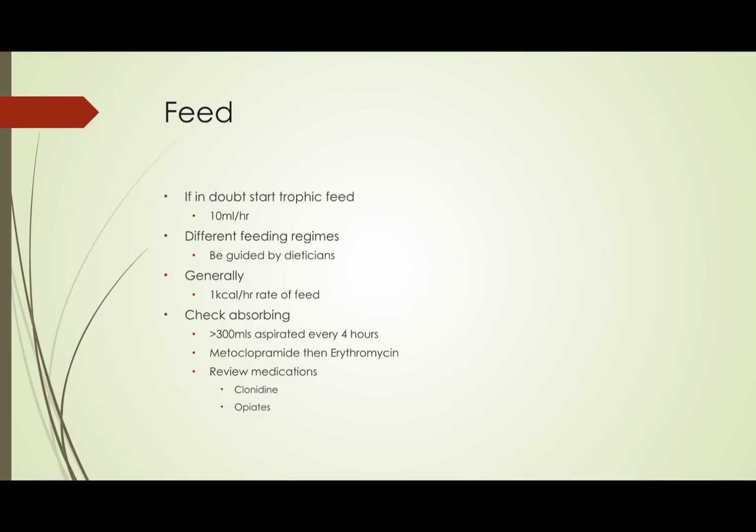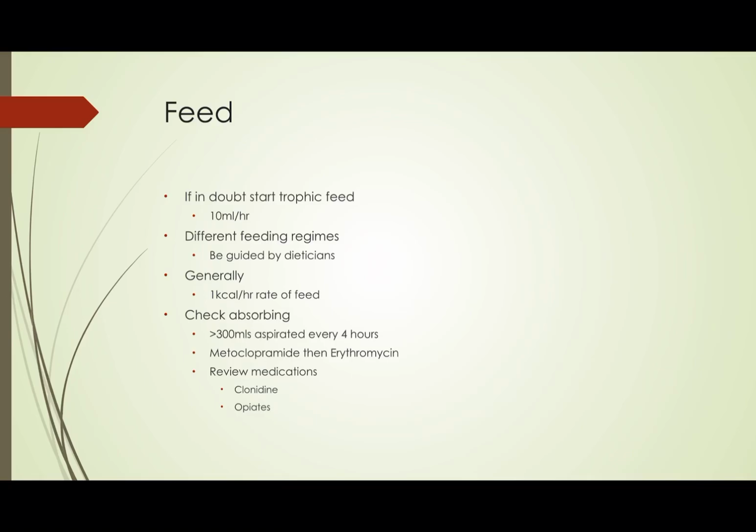We then increase up that feed up until a point that they are receiving the majority, if not all, of their caloric intake. There are different regimes for feeding depending upon the type of feed that you're using and how the unit itself gives feeds. Some people give intermittent bolus feeding, and other units use continuous feeding. In general, most patients need between 0.5 and 1 kilocalorie per hour of feed, and that translates to between 25 and 30 kilocalories in 24 hours.